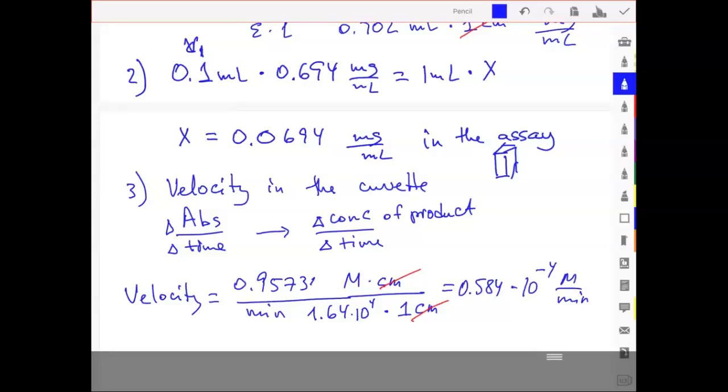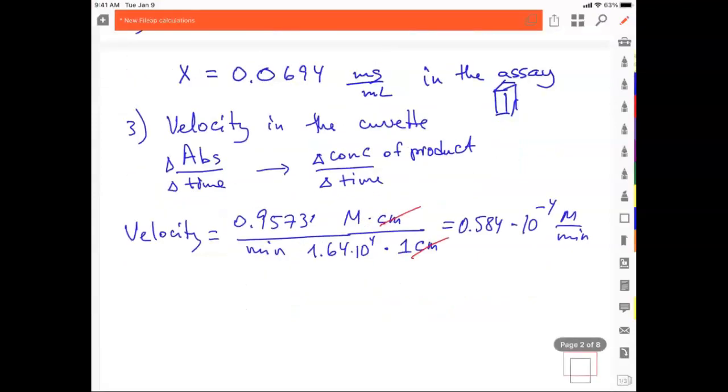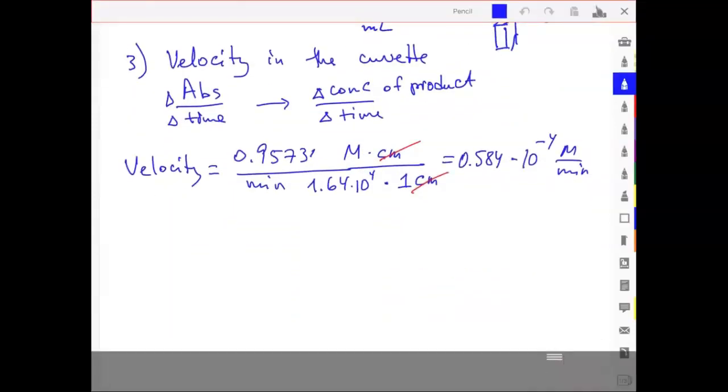And to convert it into scientific notation, right? So it's going to be equal to 5.84 times 10 to the -5, and I'll write this out as mole per liter per minute, right? That's the molarity units broken out. All right, so that is our velocity in the cuvette.